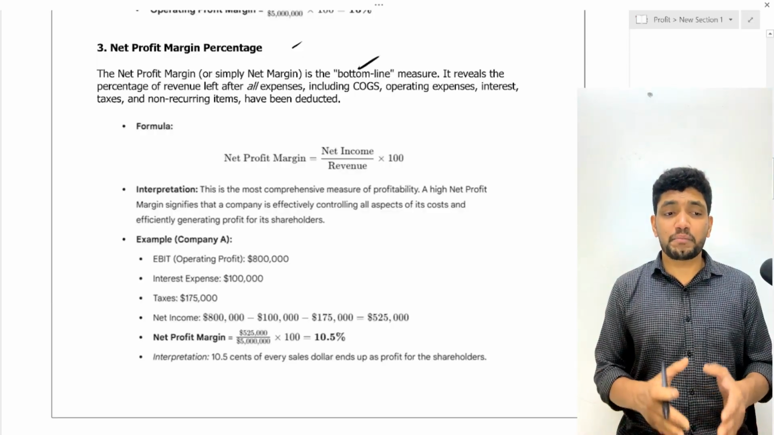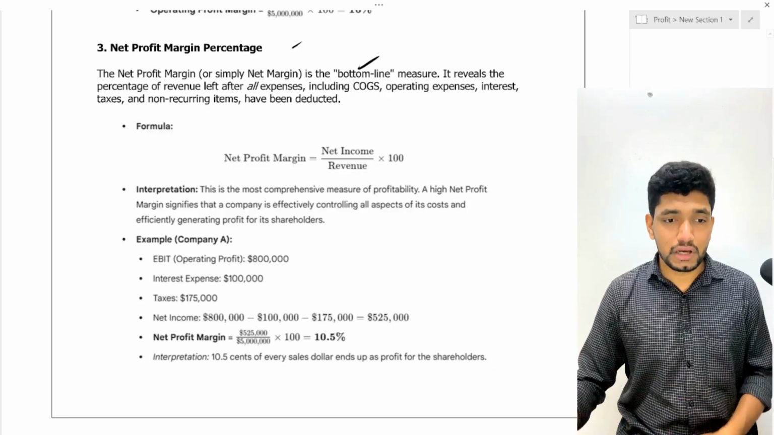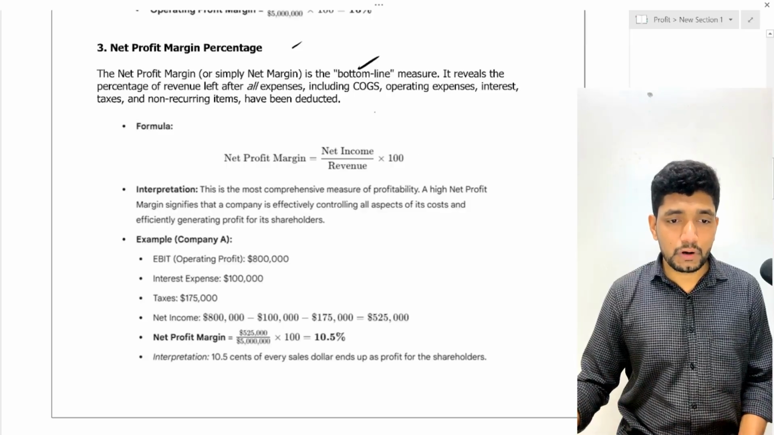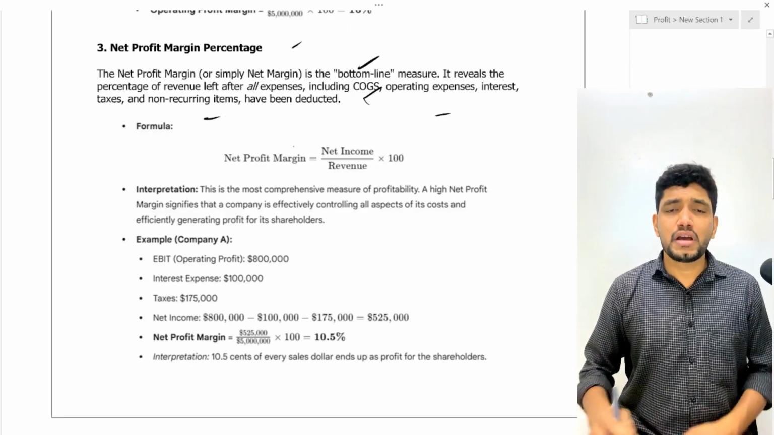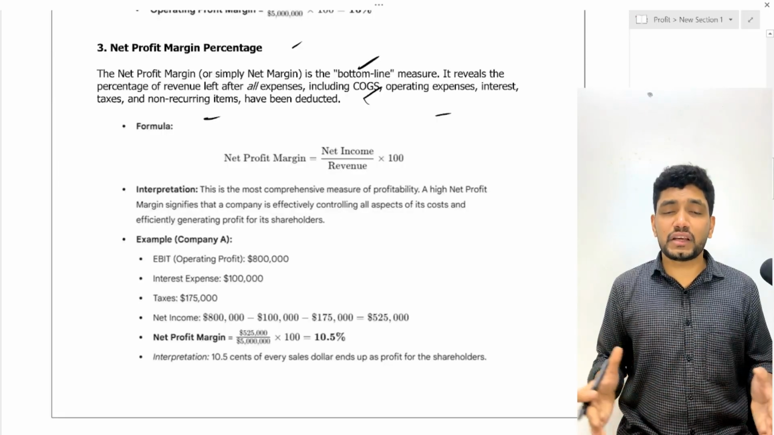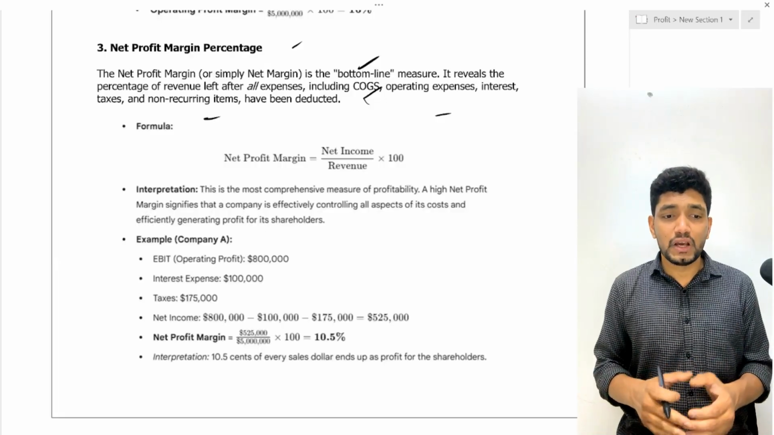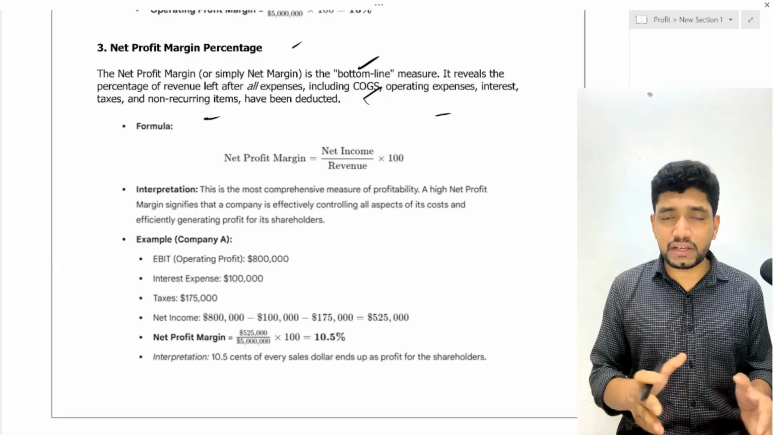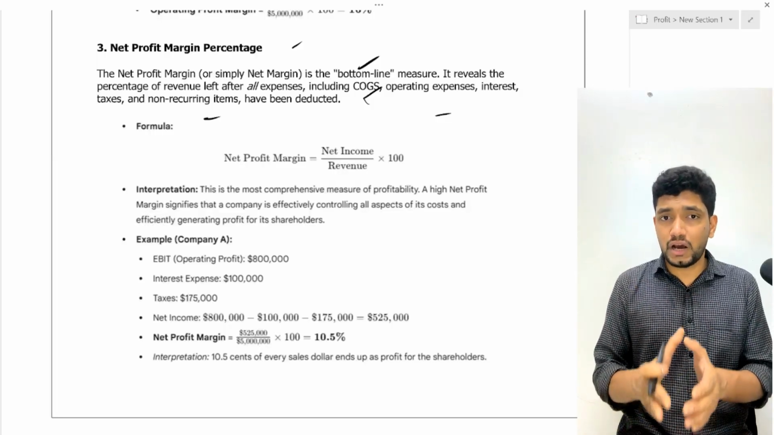It reveals the percentage of revenue left after all the expenses, including cost of goods sold, operating expenses, interest, taxes, and non-recurring items. Everything has to be considered in the net income. Again, if there is any irregular income, it also has to be considered in the net income. So the net income is the final profit that is available to distribute to the shareholders.